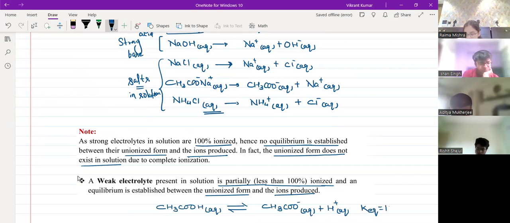For any acid, equilibrium constant is represented as Ka. A subscript में लिखते हैं, that is representing the equilibrium constant for acid. So this will be the equilibrium constant of weak acid CH3COOH.